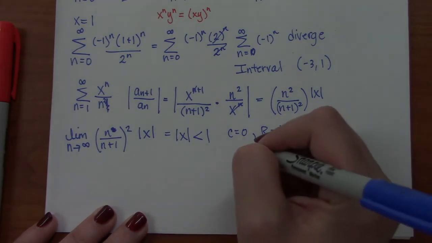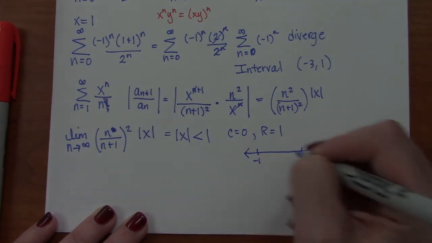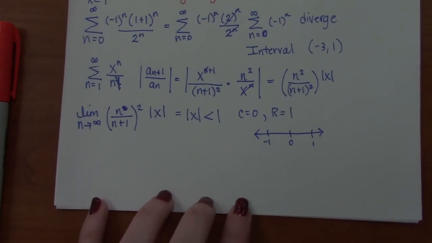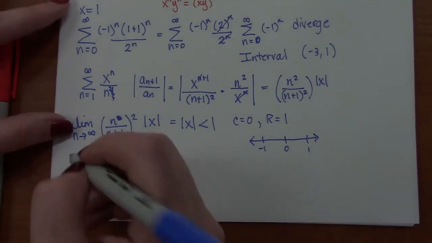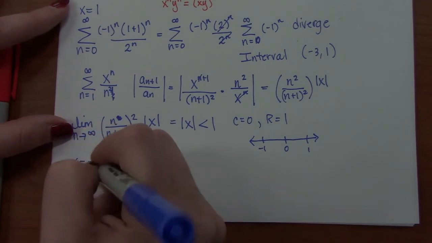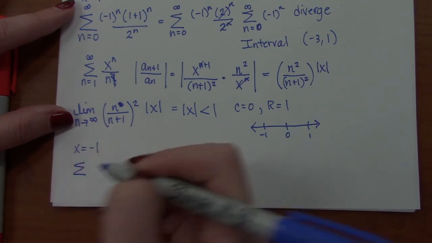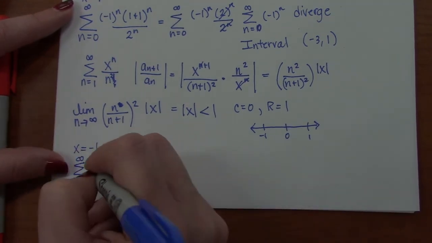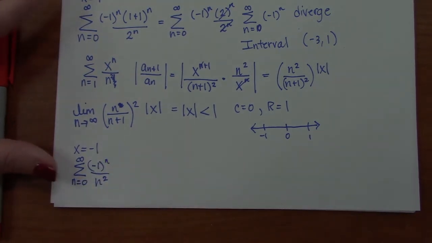So we can go straight to drawing our interval. And I always like to label the center just because I like to double check that I did that right. All right, so let's test -1. So we go back to our original series. We're just going to get -1 to the n over n squared.